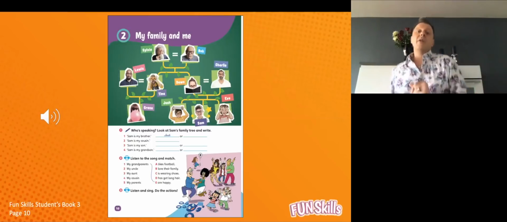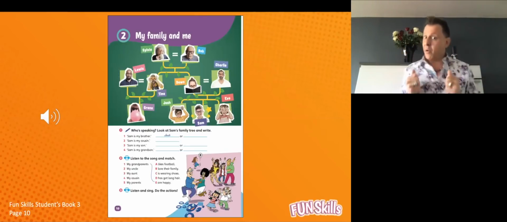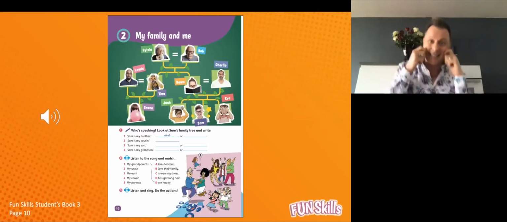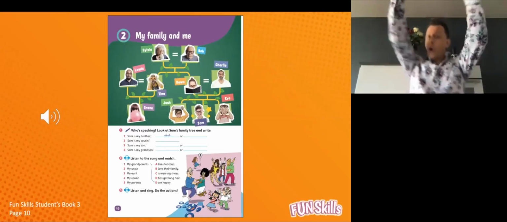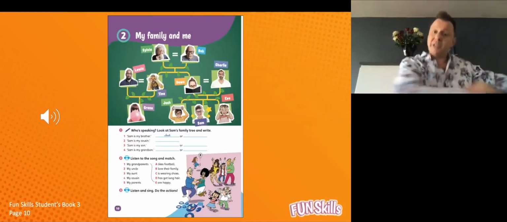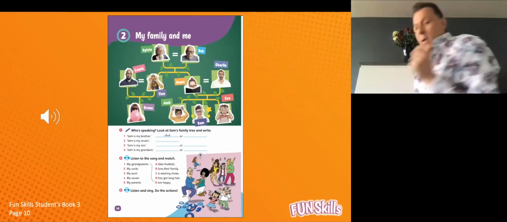My grandparents are happy. How about you? People who are happy. Stand up and say woohoo. Woohoo, woohoo, woohoo-dee-doo-doo. Round you go!